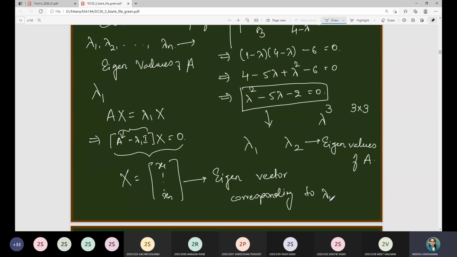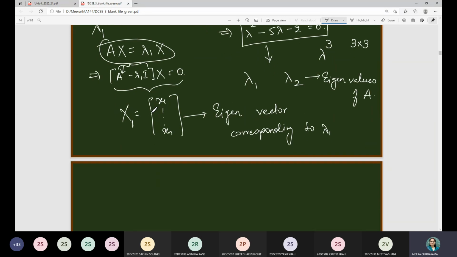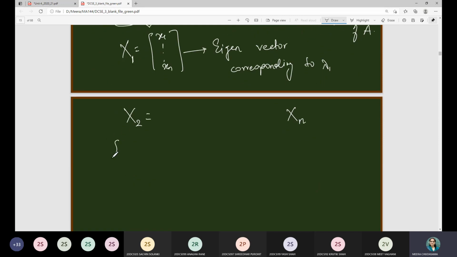Corresponding to lambda 1, I will denote the eigenvector with x1. Similarly, when you substitute lambda 2 in this expression, you will have another eigenvector, x2, and so on. In general, if you have n many eigenvalues, then you will have n many eigenvectors, right? So when you consider the class of all eigenvectors, i equal to 1 to n, such a set is called eigenspace, denoted with the symbol E lambda.